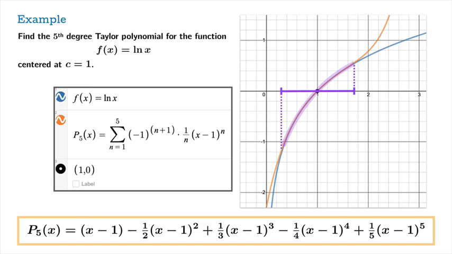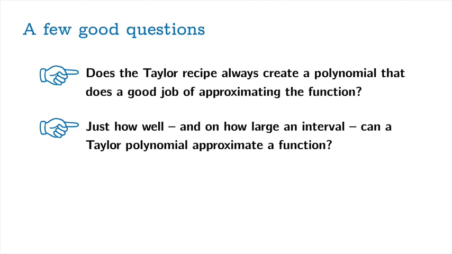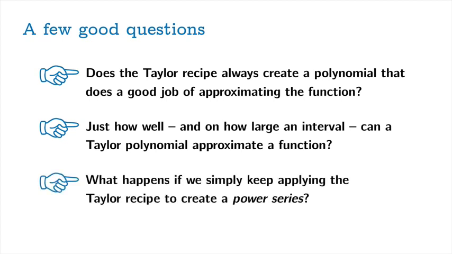So we're going to end this video with a few good questions you probably have. Does the Taylor recipe always create a polynomial that does a good job of approximating the function? And if it does, just how well and on how large an interval can a Taylor polynomial approximate a function? And then, most intriguing perhaps, what happens if we simply keep applying the Taylor recipe? In other words, you don't stop at degree n, you just keep cranking out those coefficients and you assemble them into a power series. What does that power series do for you?